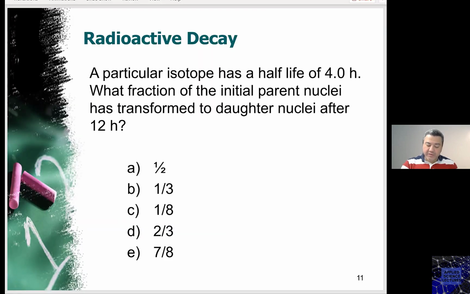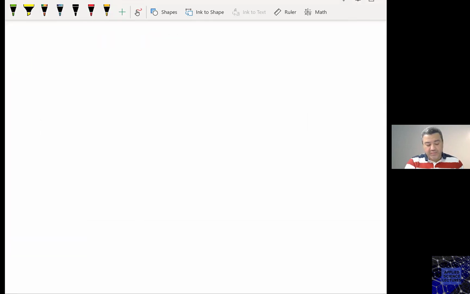So the answer to this question is D. In this example, we have a particular isotope that has a half-life of 4 hours. What fraction of the initial parent nuclei has transformed to daughter nuclei after 12 hours? So we want to know the fraction of the initial nuclei that transformed to the daughter nuclei after 12 hours, not the remaining, the one that got transformed.